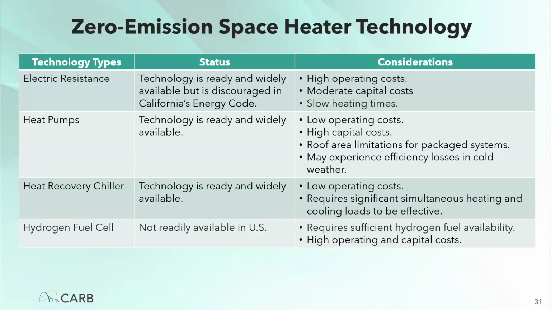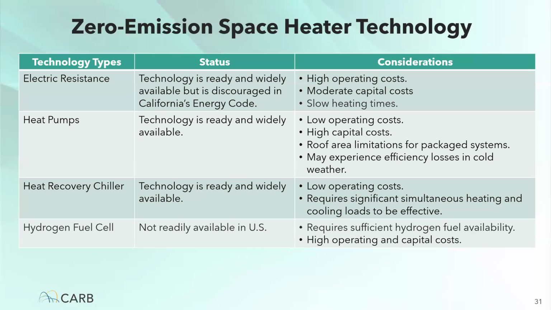This slide highlights some examples of current zero-emission space heater technologies. Electric resistance space heaters include electric furnaces and large commercial boilers that can provide both space and water heating. These technologies are widely available. However, they have high operating costs and are generally discouraged in the California Energy Code.